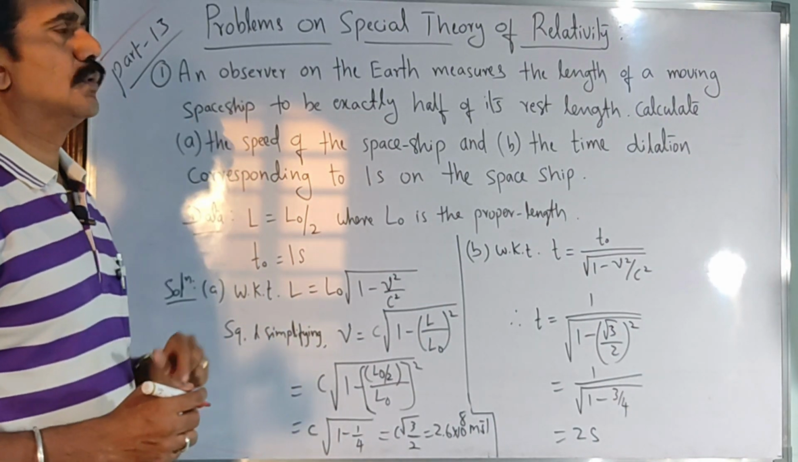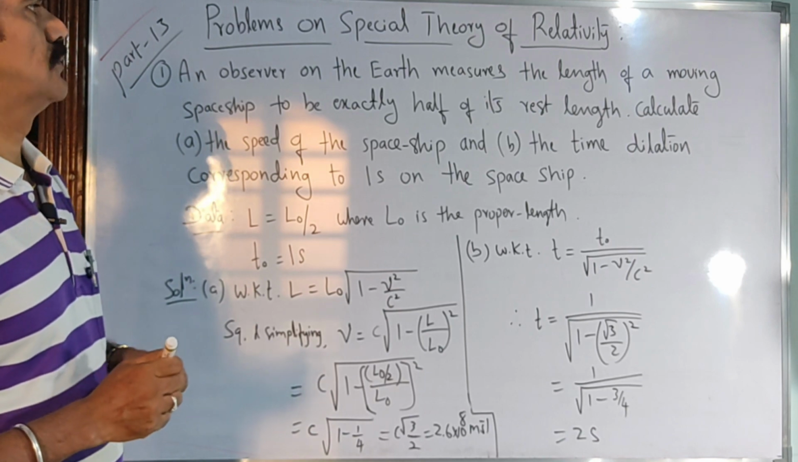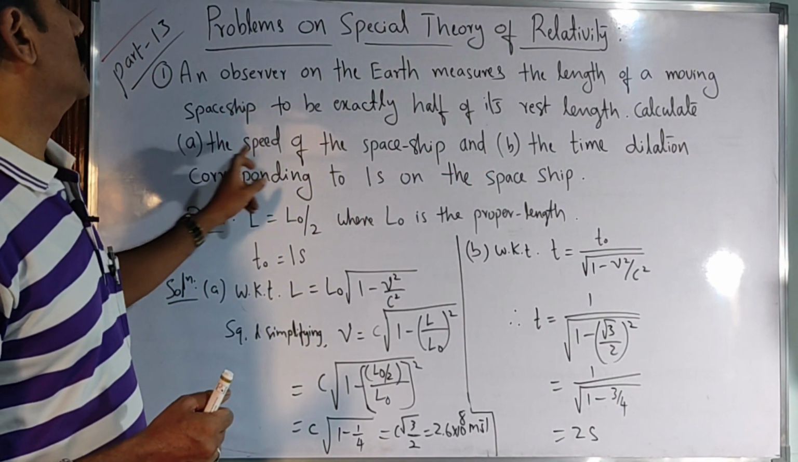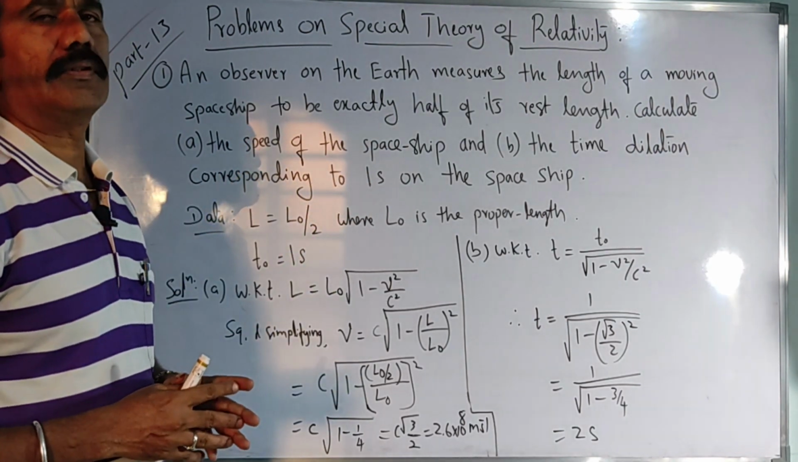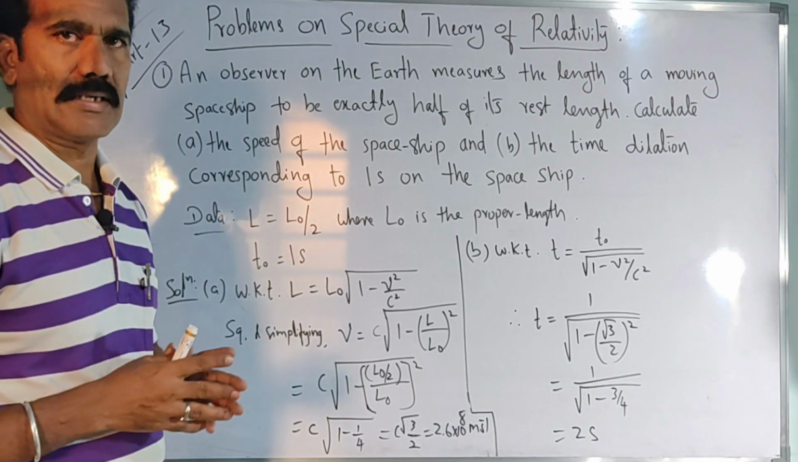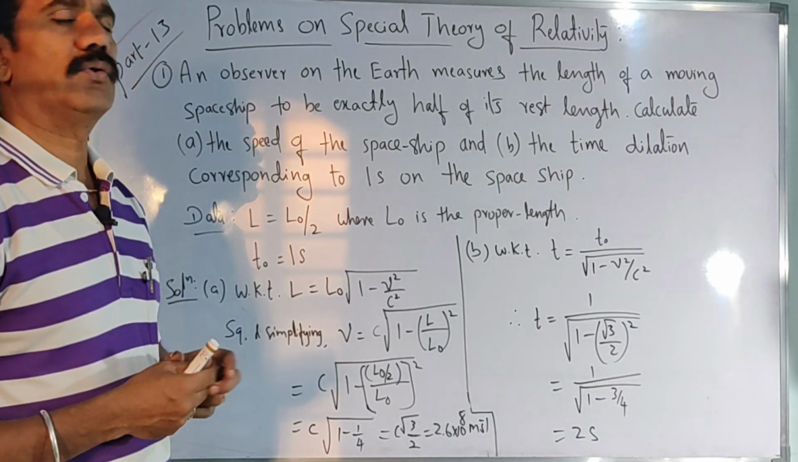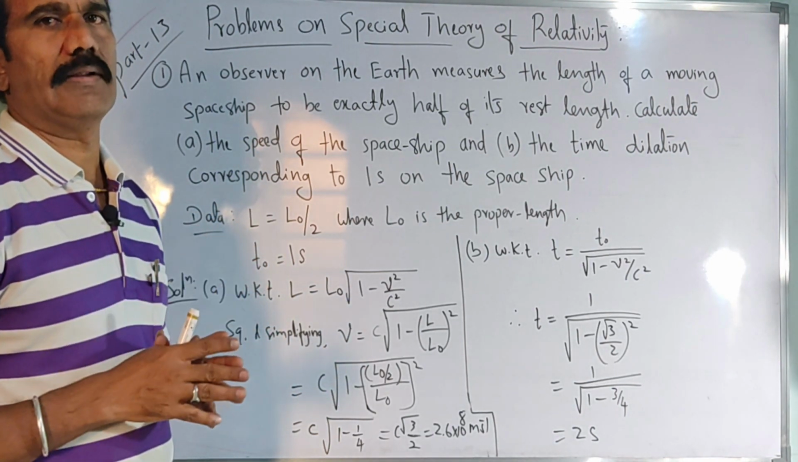Once again, go through the problem and see what you have to calculate. The problem asks you to find the time dilation and the speed of the spaceship, right? So this problem is based on length contraction and time dilation. These are two concepts you know already: how to calculate the length contraction according to the special theory of relativity.